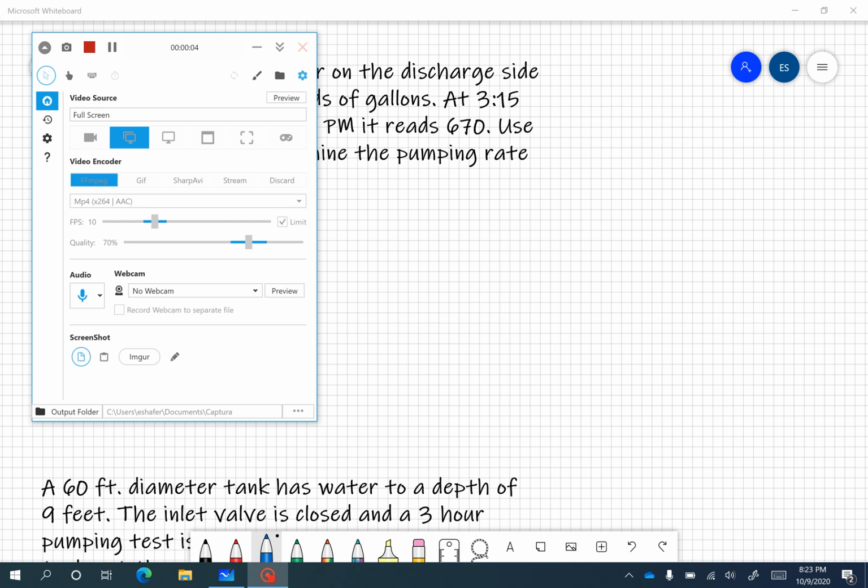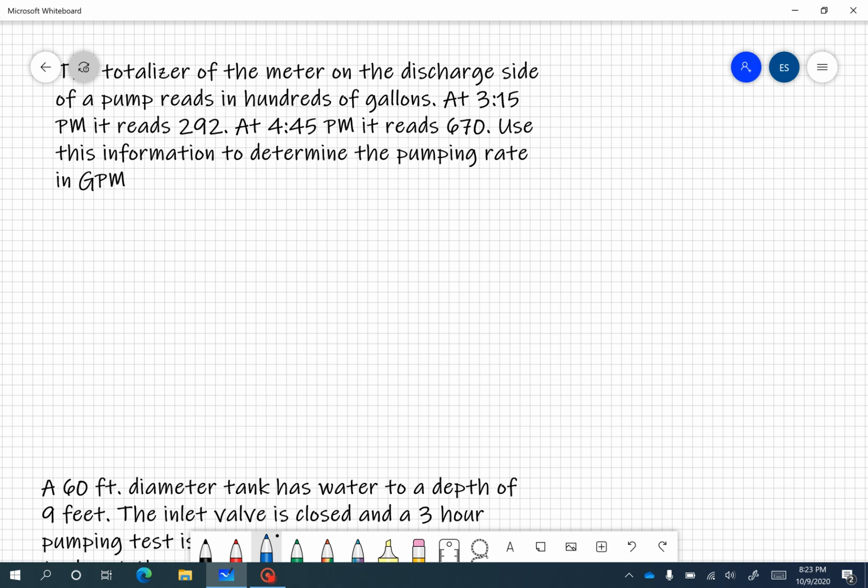Okay, chapter 3. Let's move on to the pumping problems. I'm going to break these down into problems. The first two questions in the pumping problems are pumping rate questions. Let's take a look at this first one here. It's asking us to determine the pumping rate in gallons per minute.